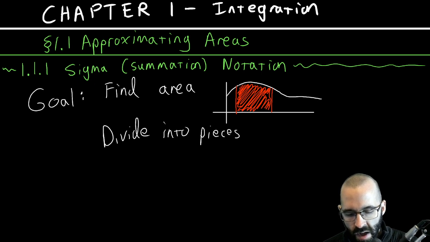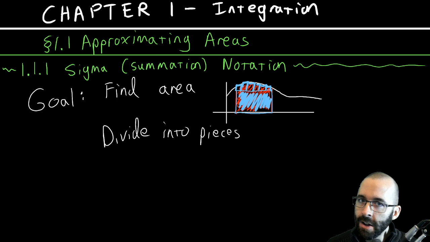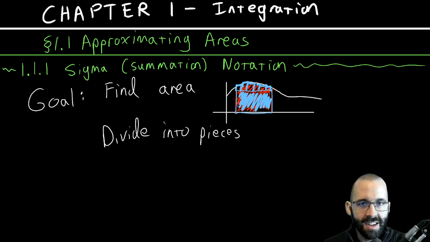Maybe we use blue. We can say, well, right off the bat, I can find this blue area really easily, right? This blue area is just a rectangle. Well, that's easy. And then we can just divide it a little bit more, like maybe another rectangle here. There's a little left over, but maybe another rectangle here and another rectangle here. And if we divide this into a bunch of really small pieces, then we can get really close to the area. And the smaller and smaller the pieces we divide it into, the better and better the approximation is going to be.